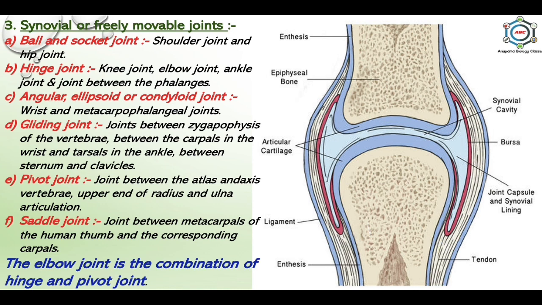So, this is the end of the skeletal system, and in this you learned about the bones, cartilage, and skeleton of humans and about the joints.